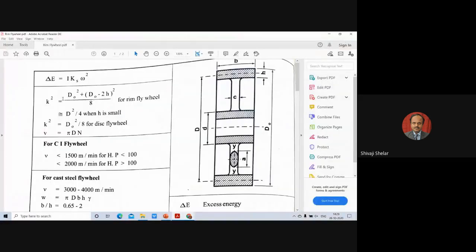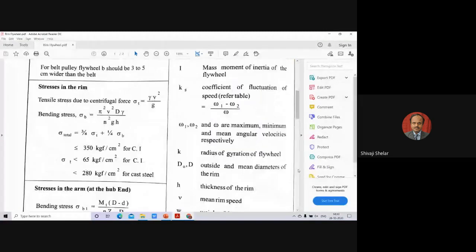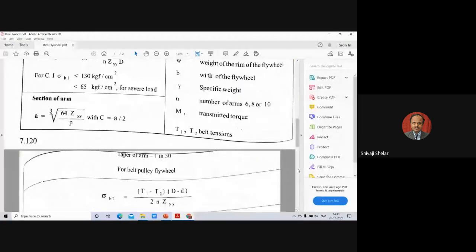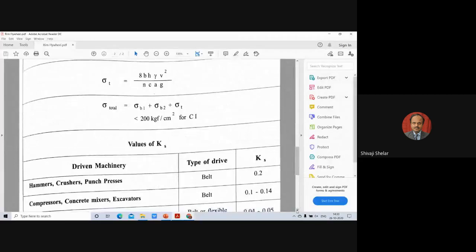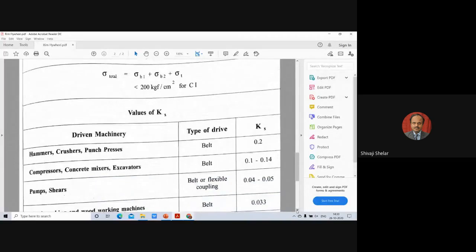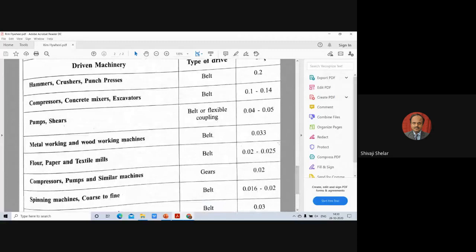So this is the formula: delta E or U naught is equal to I into Ks omega square. Now this Ks value, they have taken from the 1 by 2 Cs formula. There is a table available for Ks, the 1 by 2 Cs value. Based on the various applications, they have fixed values of Cs. It is not problem specific. It is a general observation, and based on the general observation, these Ks values are taken.